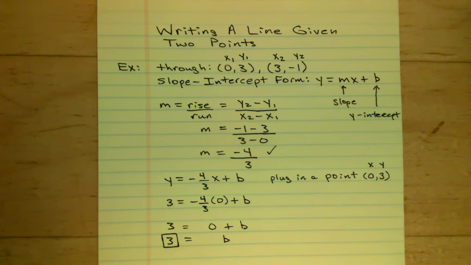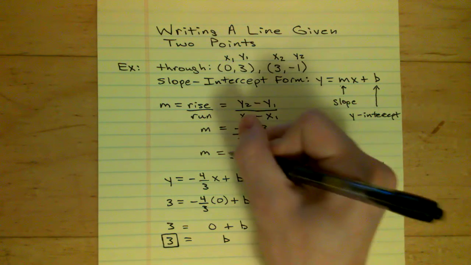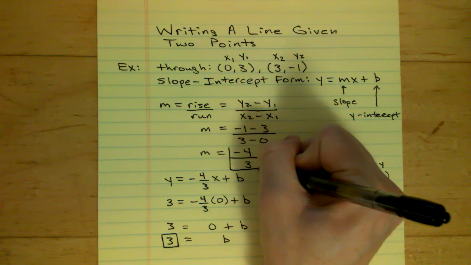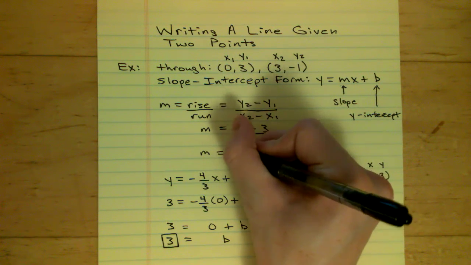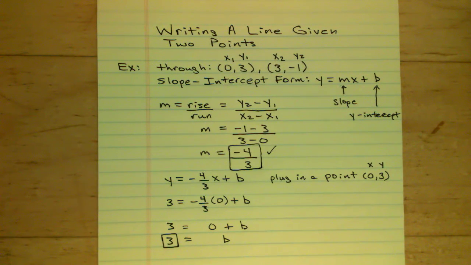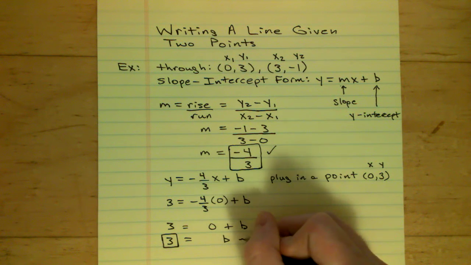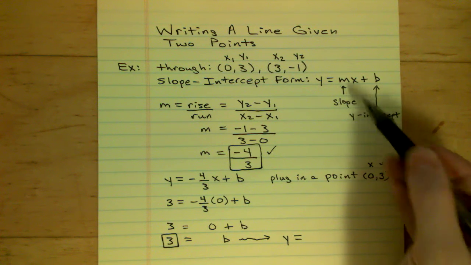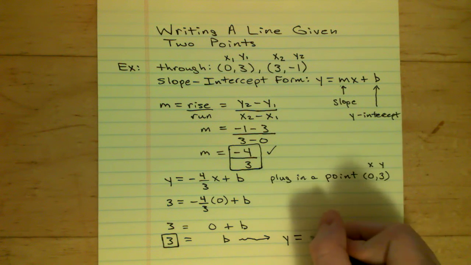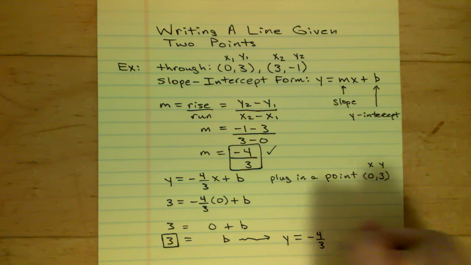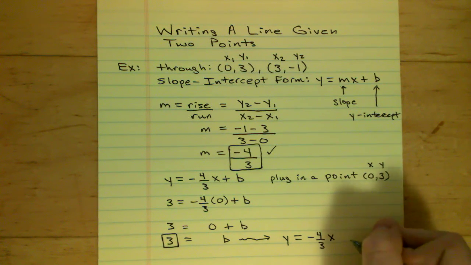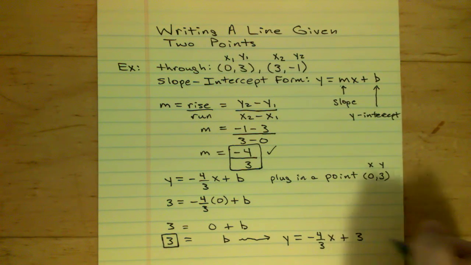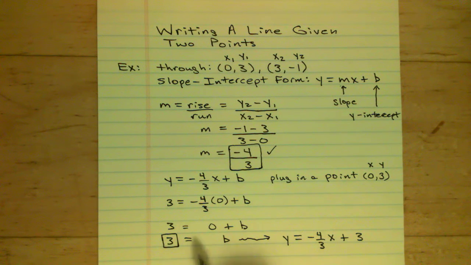So now I know what b is. I know what m is. Remember what my m was? My m is going to be my slope, -4/3. I'm going to use those 2 numbers to make my slope-intercept form. So now I'm ready to write my answer. y equals mx. My m is -4/3, so I plug in -4/3 x plus 3. 3 is going to be my b. And those are the 2 numbers that you need to find.